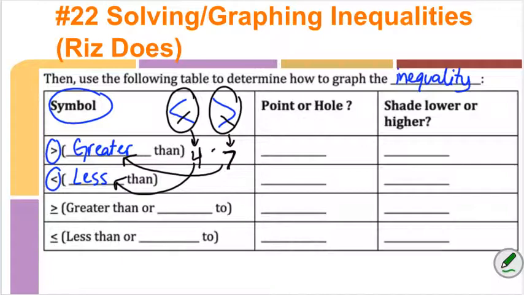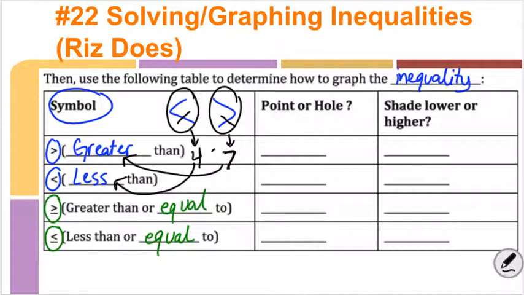Okay? Now, you might notice this looks really similar to the greater than symbol. The only difference is that it has a line underneath. So what that means is greater than or equal to. Same thing here. This means less than or equal to. Okay? So there's going to be two main things that are going to be important when we're graphing these. Is it going to be a point or a hole? And are you going to shade lower or are you going to shade higher?